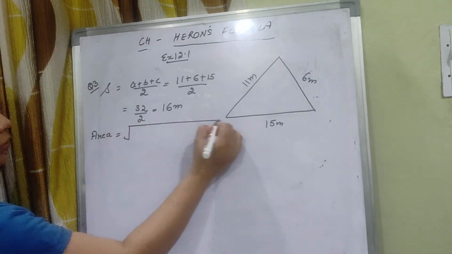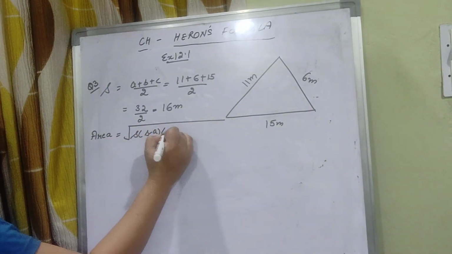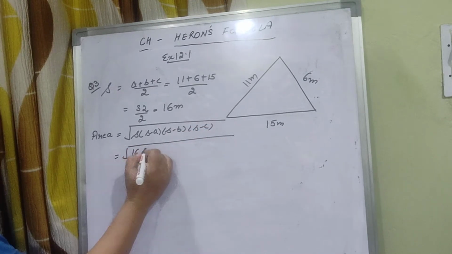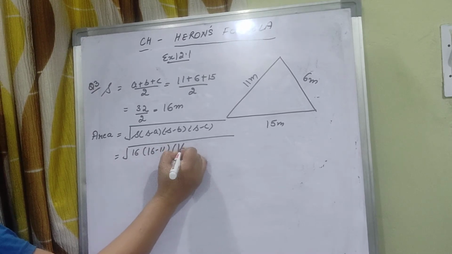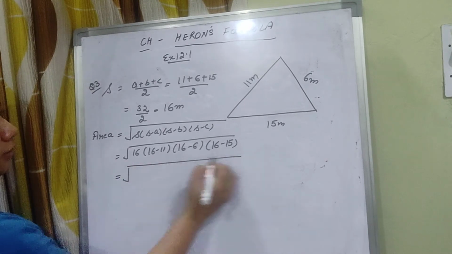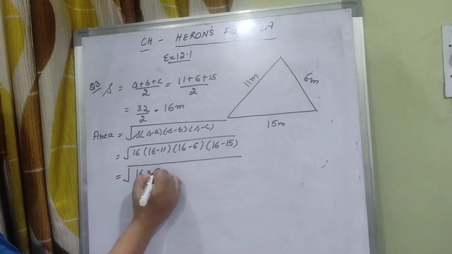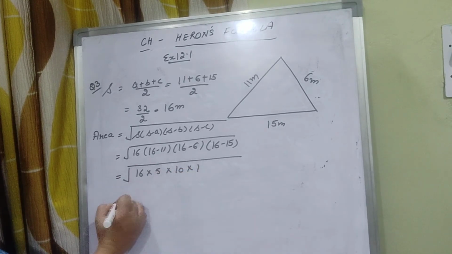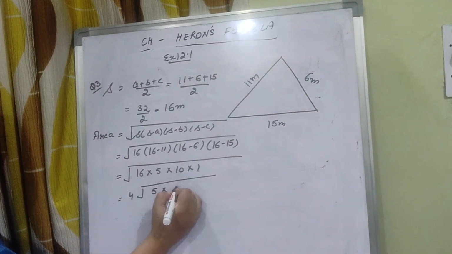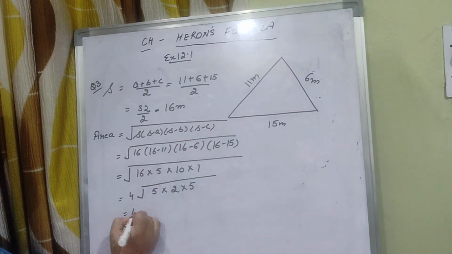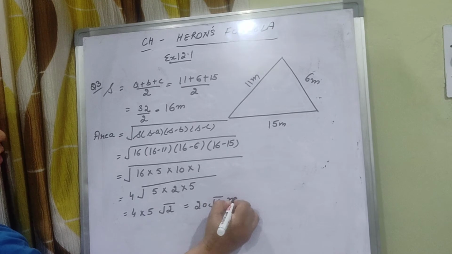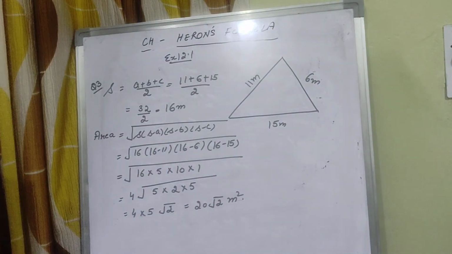Area is equal to square root of S, that is 16, then 16 minus 11, 16 minus 6 and 16 minus 15. 16 minus 11 is 5, then 10 and 1. 16 is a perfect square, so 4 will come outside. Make the prime factors of 10, which is 2 into 5. 5 comes outside the square root, 2 remains, so the answer is 20 under root 2 square meter. So this is the area of the park.